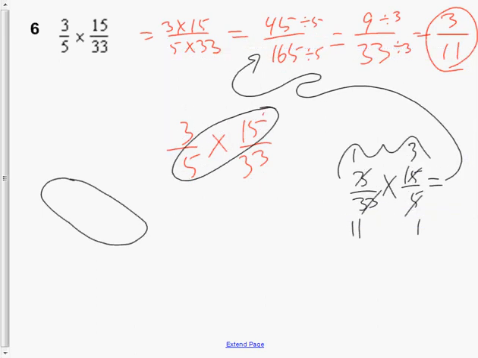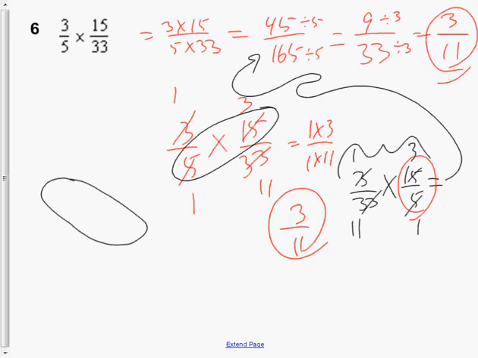So I'm going to cross-reduce 15 over 5, just like I did right here. And that's going to become 3 over 1. And I'm going to cross-reduce 3 over 33. That's going to be 1 over 11. And when I multiply the new numerators, and I multiply the new denominators, I get 3 over 11, which is my answer that I got both ways. But cross-reduction made it much easier.